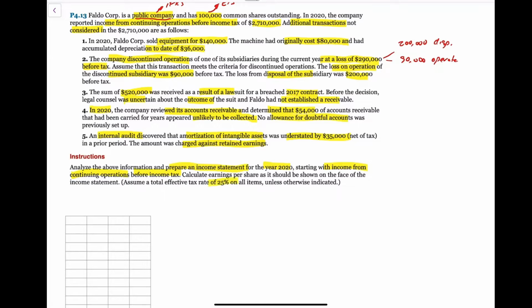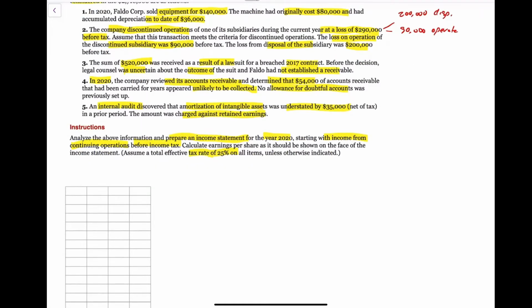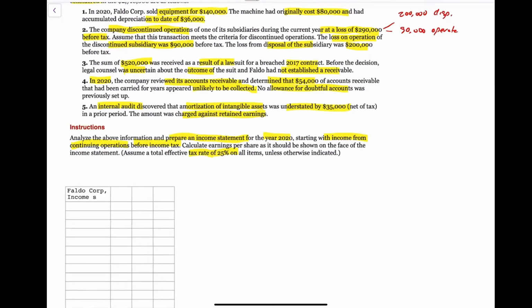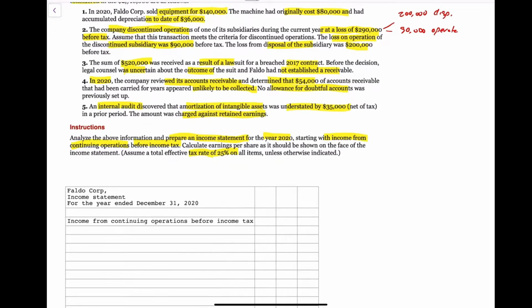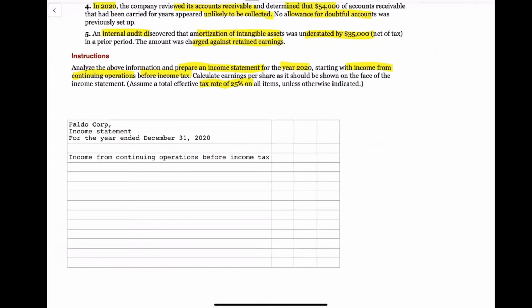And it tells you to assume a tax rate of 25%. Title, of course, Faldo Corp. Income statement. It tells us our starting point: income from continuing operations before income tax. What is our income from continuing operations before tax? It's 2.71 million. Well, that's the number you start with.